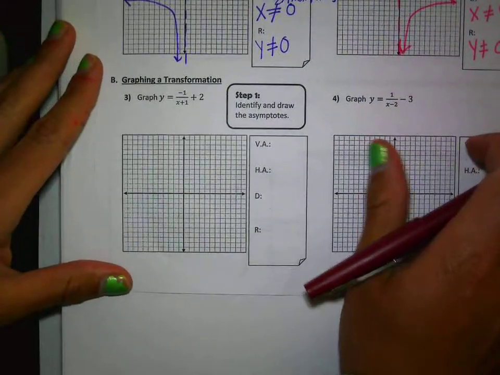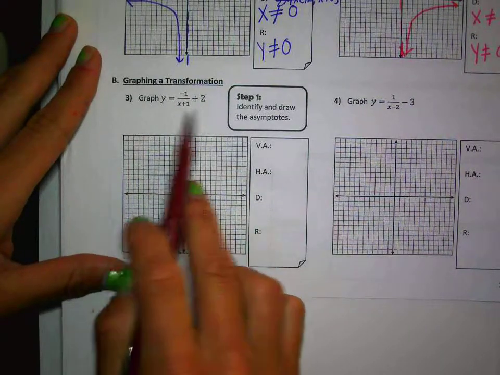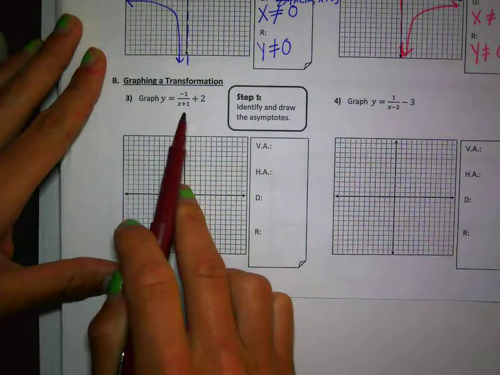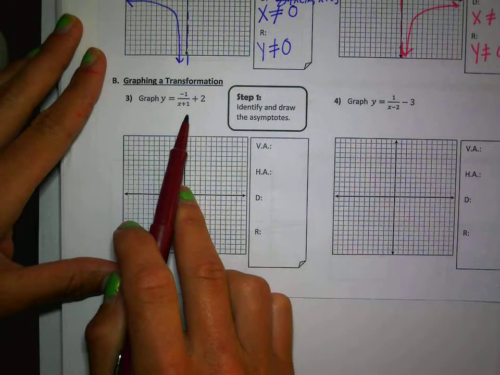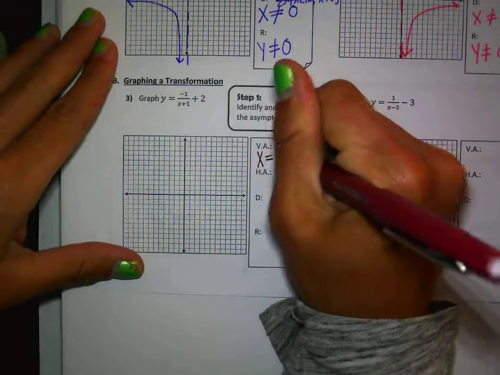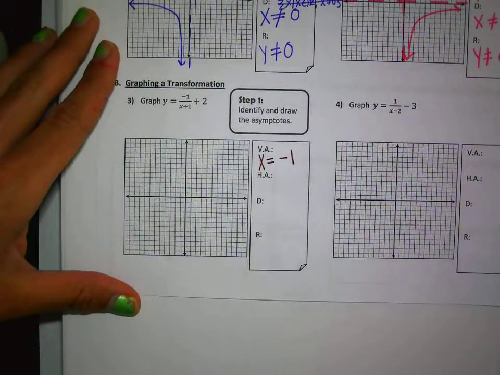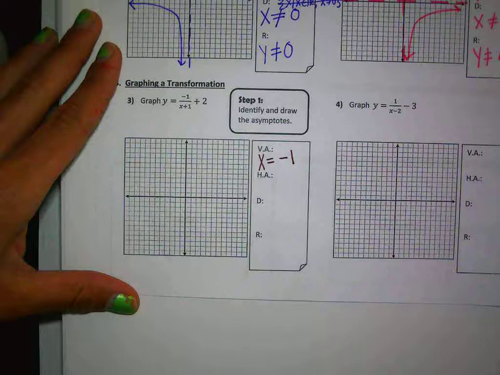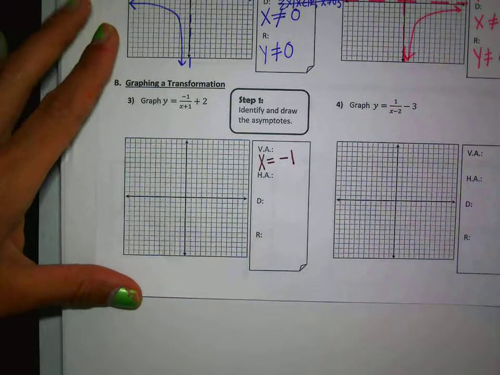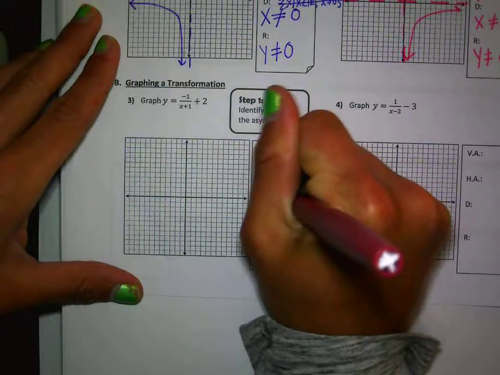For number 3, the vertical asymptote is the number on the bottom, but what do you have to remember to do? Because it's inside, we're going to switch the sign. So your vertical asymptote is at x equals -1. And then the horizontal asymptote is going to be what? 2, the guy on the outside. So horizontal asymptote is at y equals 2.